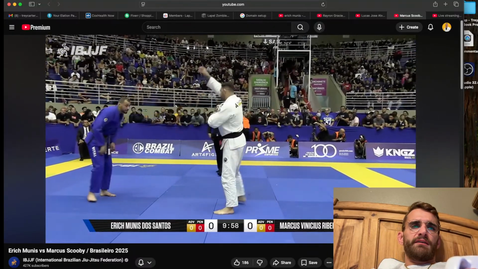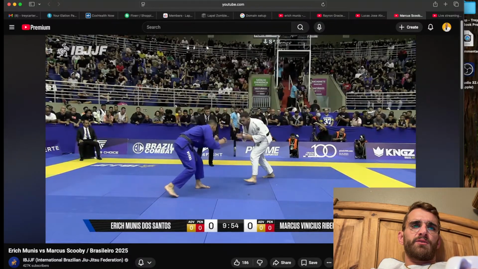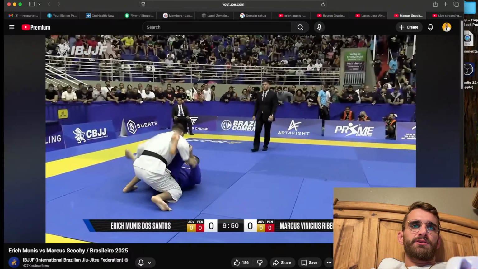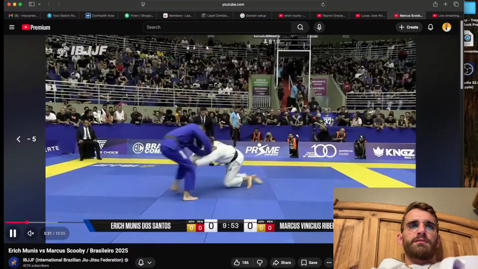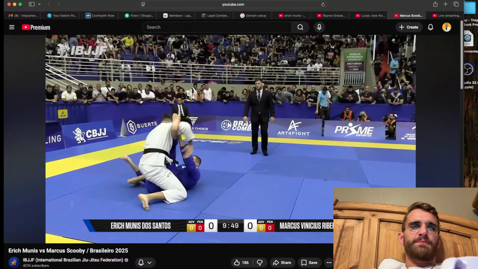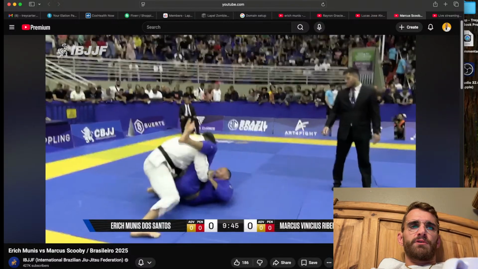I don't recall if Scooby, though, is ultra heavy. I don't know why I feel like he is. I might be wrong on that. That was good. Stopping the takedown, straight to the pull, because once that forward momentum stops, go straight to the guard pull. Interesting.